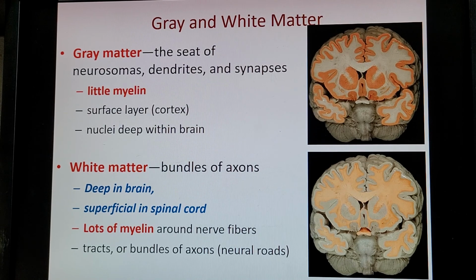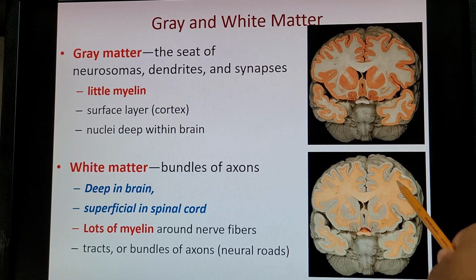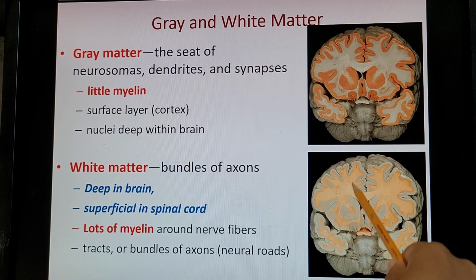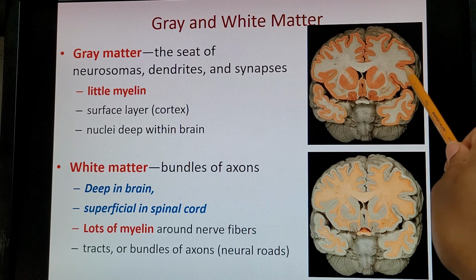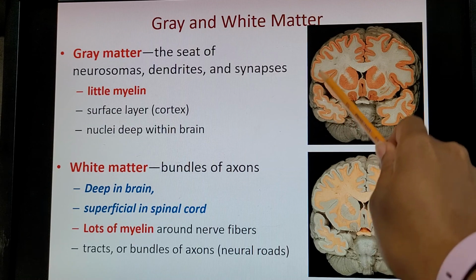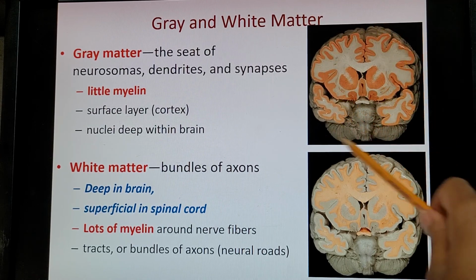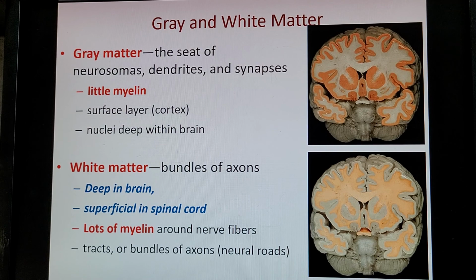Gray matter is the neurosomas, our main cell bodies, our dendrites, and synapses that are located there. Our white matter, which is found deep in our brain and superficial in the spinal cord, has lots of myelin. That fatty tissue creates the white coloring in those areas. Our white matter allows us to communicate between different portions of the brain, while we make connections and synapses in areas like our cortex, which is the outer gray matter portion. And then we have some nuclei hanging out in the center of that.